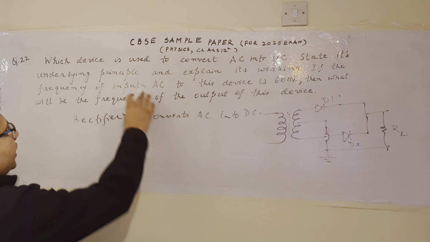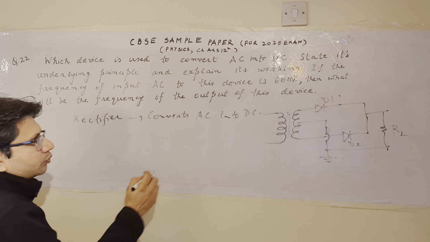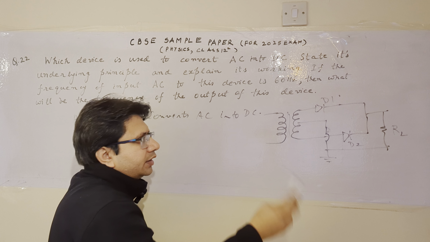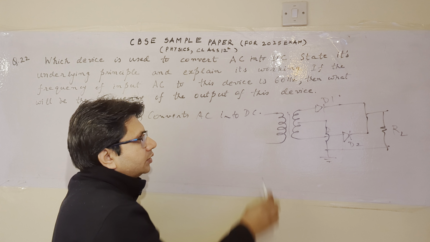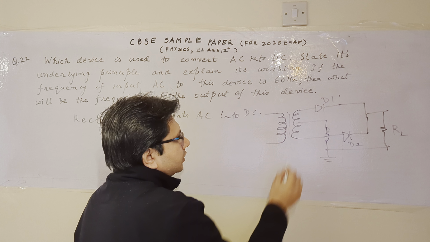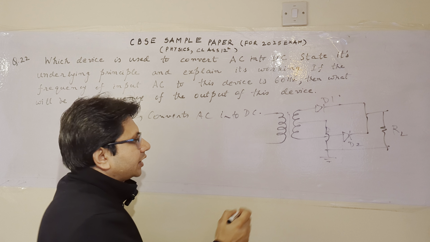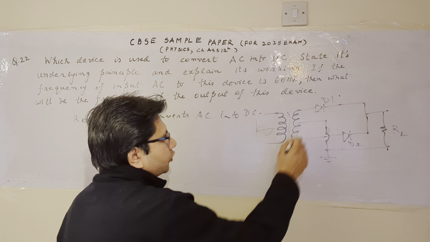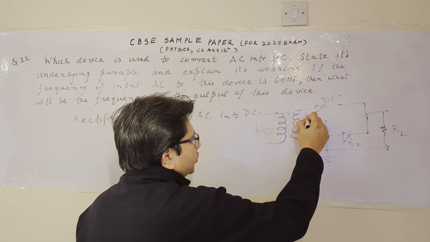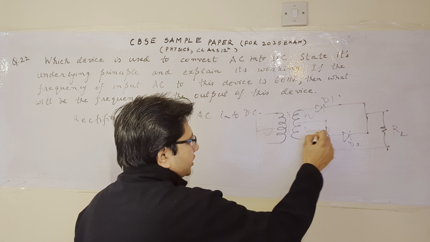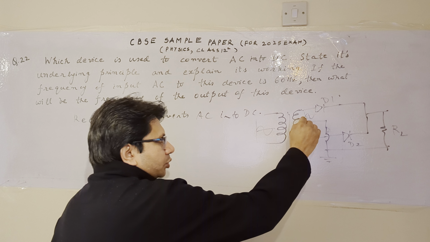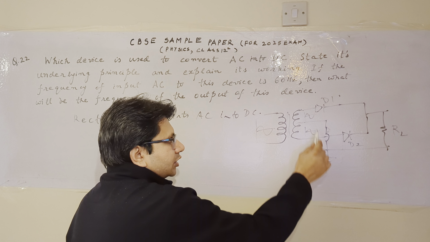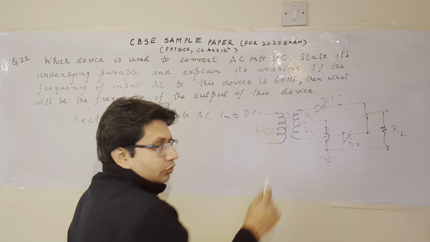So the underlying principle is to use the diodes and make the diodes on and off in certain cycles of the waveform. For example, we are applying this particular input voltage waveform and we are getting the output voltage waveform between these 2 points as well as these 2 points. When there is a positive half cycle, the diode D1 conducts, D2 is off, and when the negative cycle comes, diode D2 conducts, D1 is off.